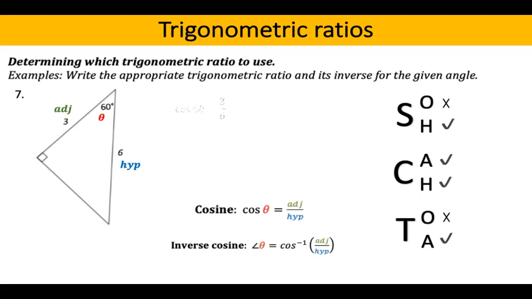So cosine of 60 equals adjacent over hypotenuse, so 3 over 6. We can also do inverse cosine. So angle theta, so our 60 degrees, equals inverse cosine of 3 over 6. And once again, you could check both of these in the calculator.